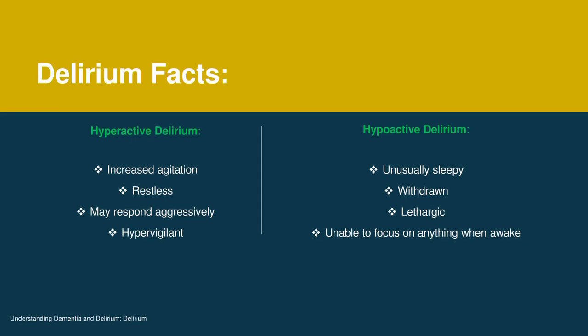So, as I mentioned earlier, you can have what's called hyperactive delirium, where the person's increasingly agitated, restless. They may actually respond aggressively, usually because they're very frightened and they're hypervigilant about their surroundings. Or delirium can present as a hypoactive delirium, where someone is unusually sleepy, withdrawn, very lethargic, and unable to focus on anything when awake. So it can present in two very extreme ways.